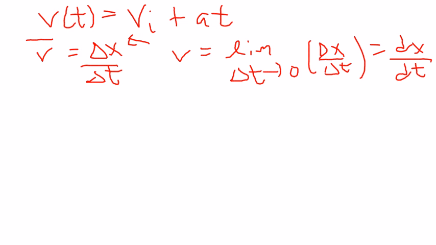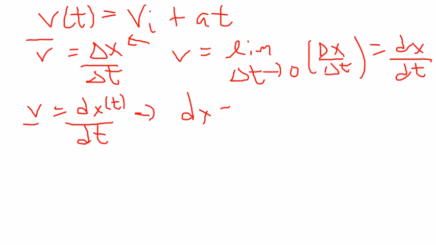Okay, so let's just write it again. The result there is v equals dx dt. This is an instantaneous value for v as long as you know x of t. But we don't know x of t. That's the whole point. We're trying to find out what x of t is, so we have to do the opposite of a derivative, which is an integral. So if I separate these variables out, I end up with dx equals v dt.